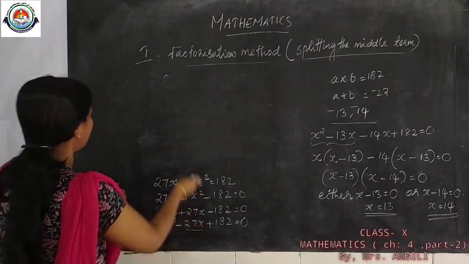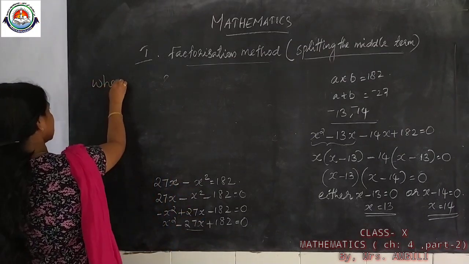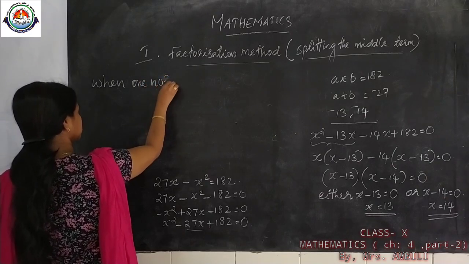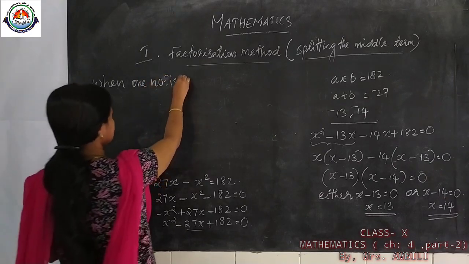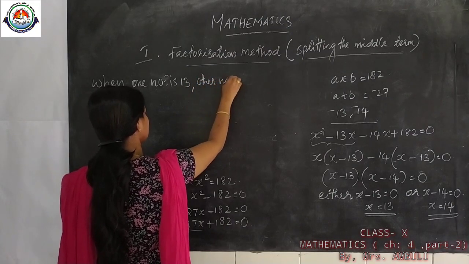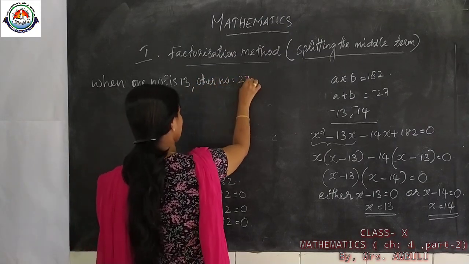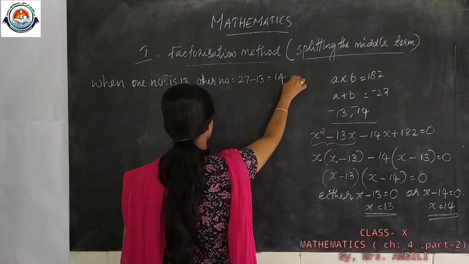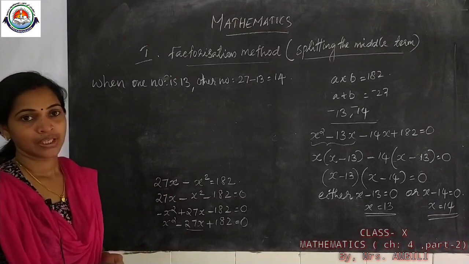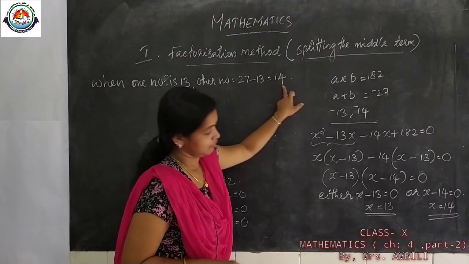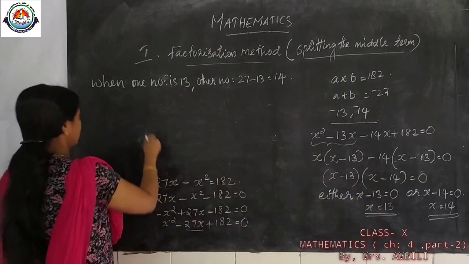So, when one number is 13, the other number is 27 minus x, which is 27 minus 13, so the other number is 14. If one number is 13, the other number is 14. One more chance is there, x equal to 14.